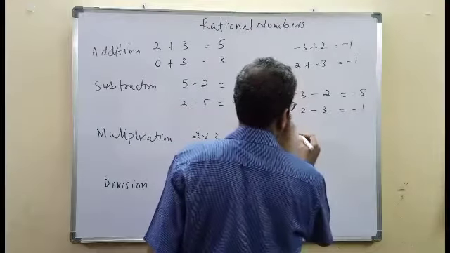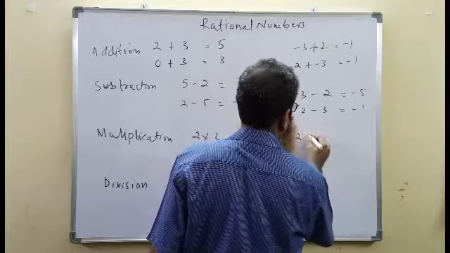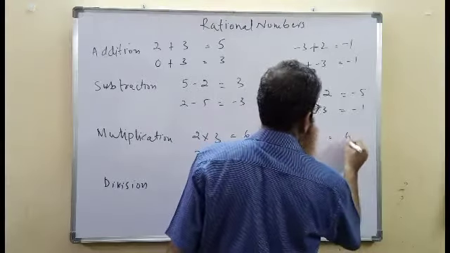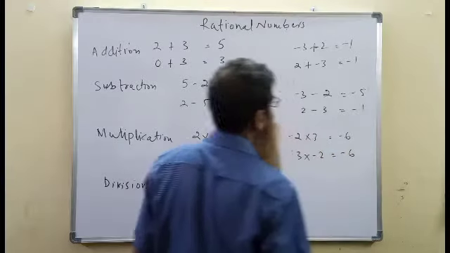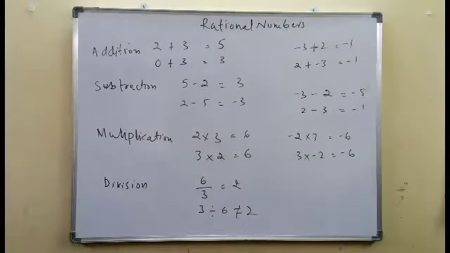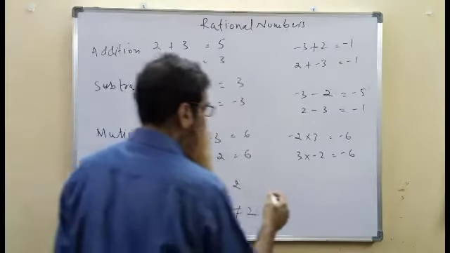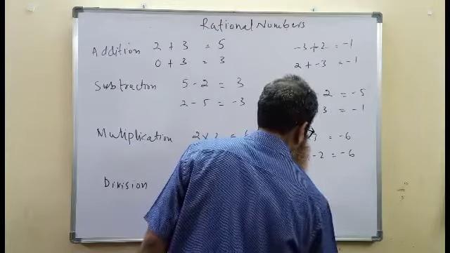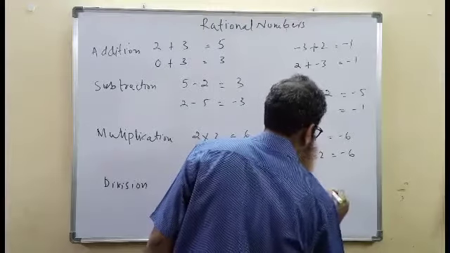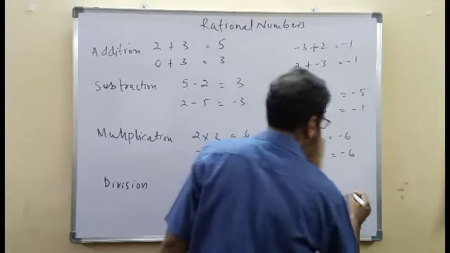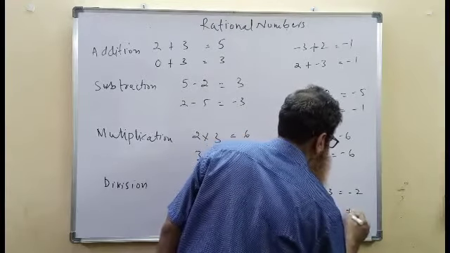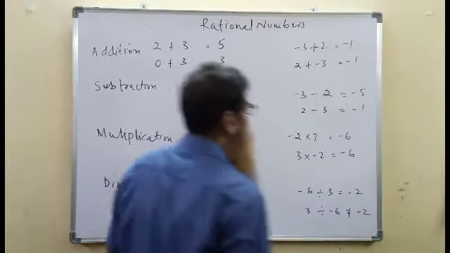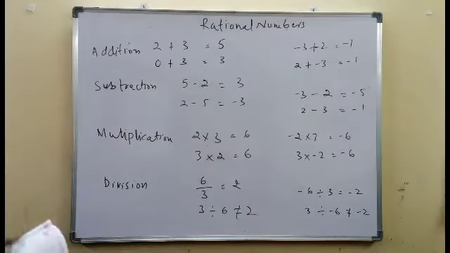Under multiplication, let's check. Minus 2 into 3 is equal to minus 6. 3 into minus 2 is also equal to minus 6. So under multiplication, integers are closed. Under division, minus 6 divided by 3 is equal to minus 2, whereas 3 divided by minus 6 is not equal to minus 2. So it is not closed under division. Integers are not closed under division.